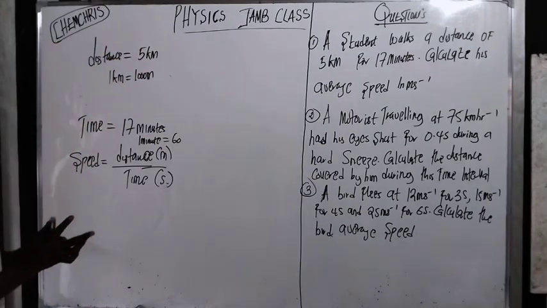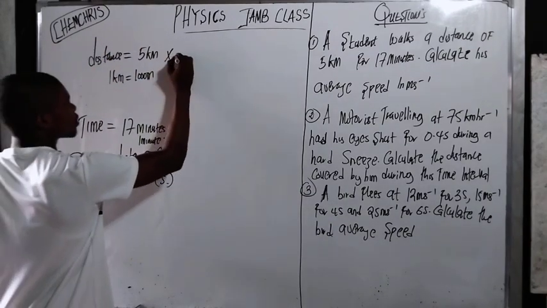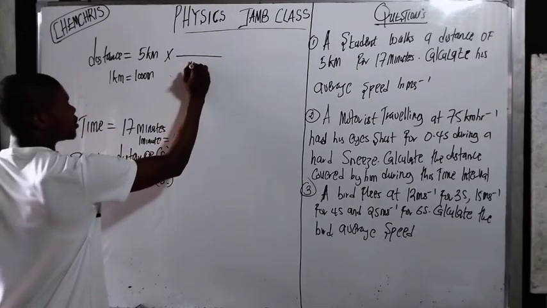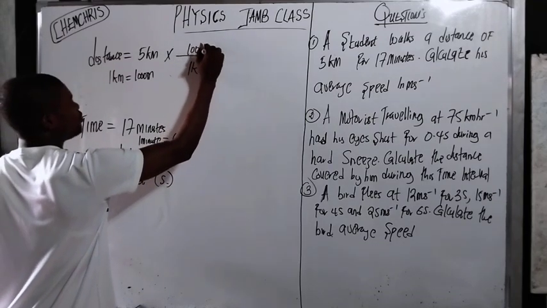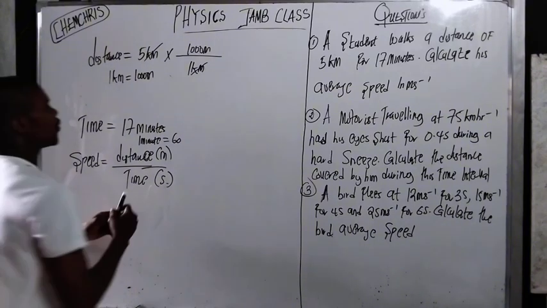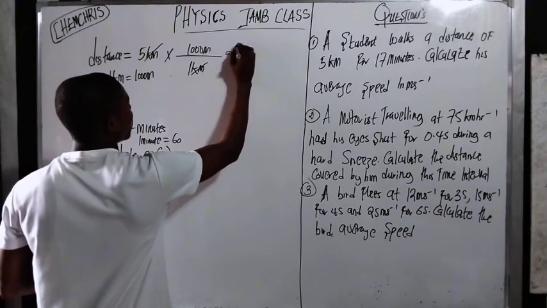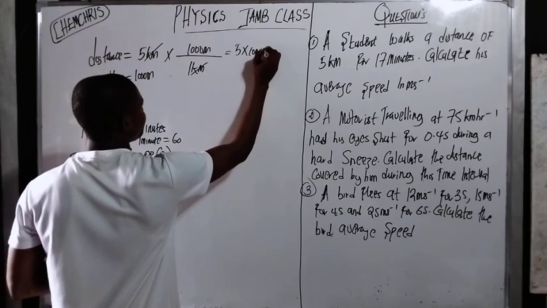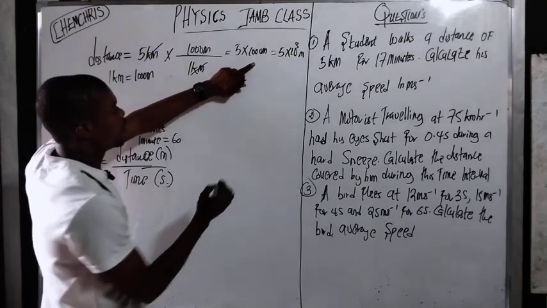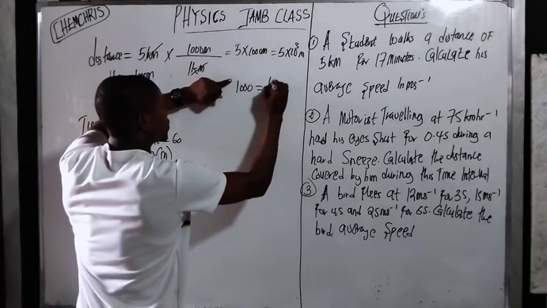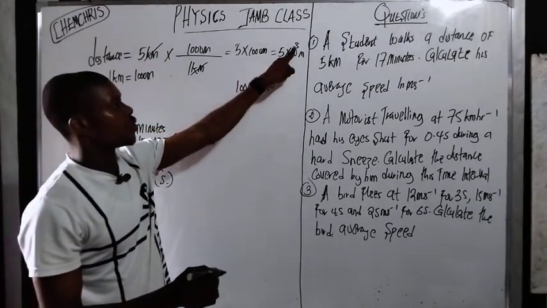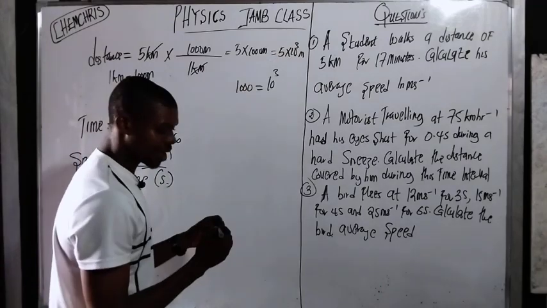To do the conversion, you multiply by the conversion factor with a division sign. Kilometer is already at the top, so kilometer goes to the bottom, and 1,000 meters goes to the top, so kilometer cancels kilometer. We are going to have 5 times 1,000 meters, which is 5 times 10 to the 3 meters, because 1,000 is the same as 10 to the 3. So my distance is 5 times 10 to the 3 meters.